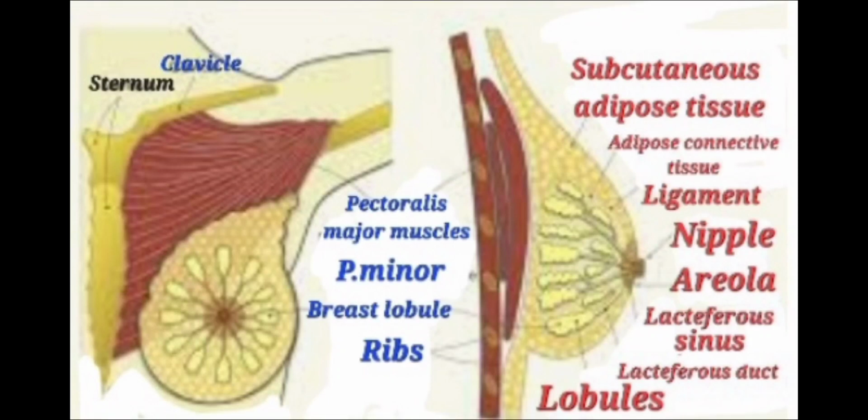Then comes the parenchyma region. The glandular tissue is composed of branching ducts and terminal secretory lobules. One lactiferous duct drains 15 to 20 lobes. These ducts enlarge to form the lactiferous sinus before they open separately into the nipple. The milk collects in the lactiferous sinuses in response to the baby's suckling. The lactiferous ducts are arranged radially in the nipple.